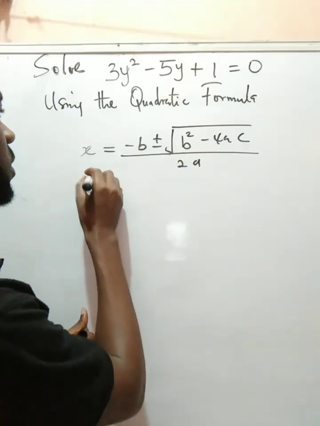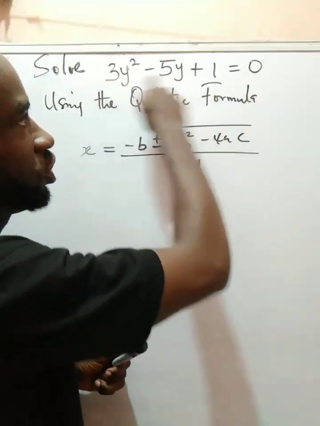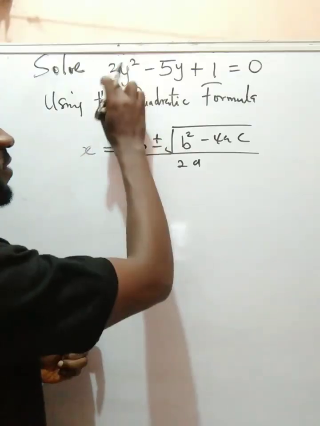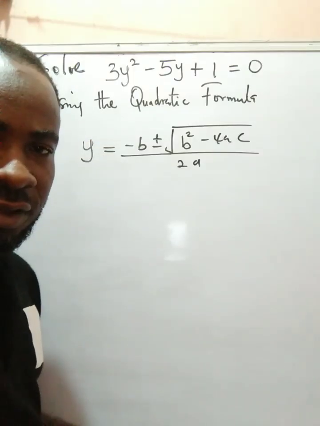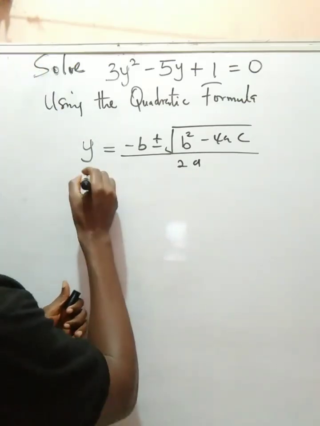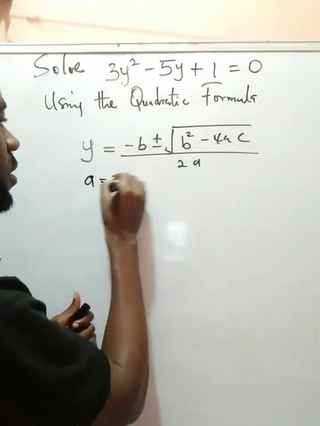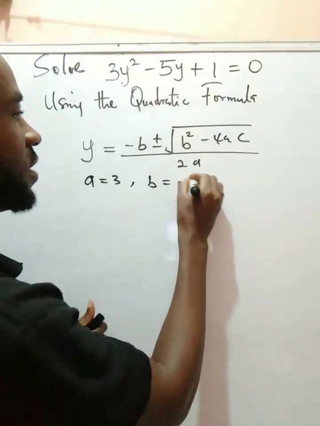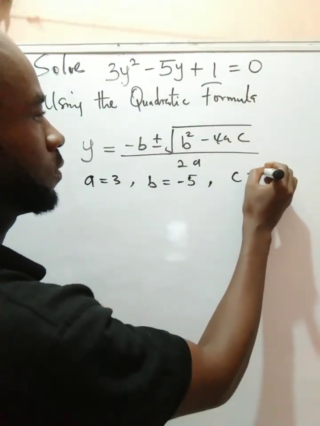So let's go. Okay, for the sake of our question, our variable is not x, we are going to use y. Since the variable here is y, we are going to use y, okay? Now, remember our a, the coefficient of this first term, is 3, that's our a. Our b, the coefficient of this second term, that's minus 5. And our c is this last term here, which is 1.